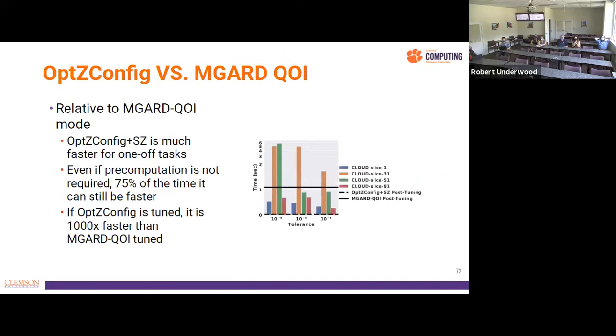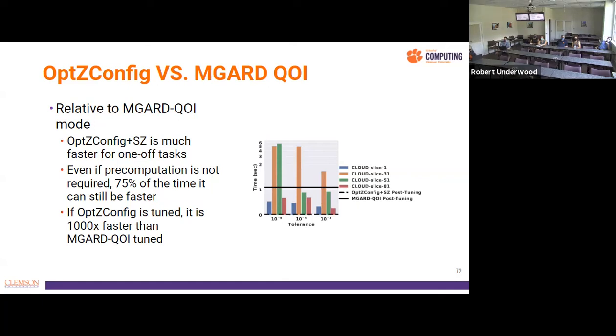Now, when we compare against MGARD Q of I, our method, when used with the SZ compressor, is much faster for one-off tasks, so that if we don't have this scaling factor, we are orders of days, if not weeks and months, faster than what MGARD is capable of achieving. For tasks that are repeated or where we already have the scaling factor, LibPressio opt, which may or may not have a valid tuning, is faster in 75% of the cases that we evaluated.